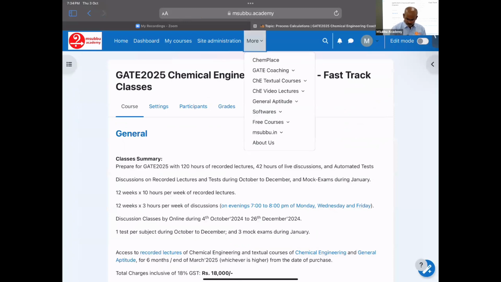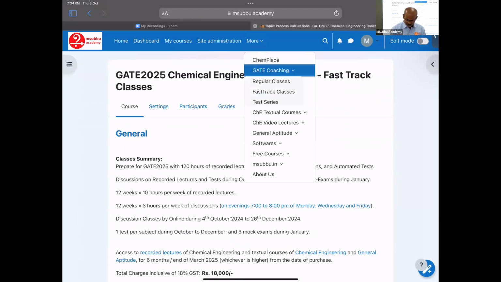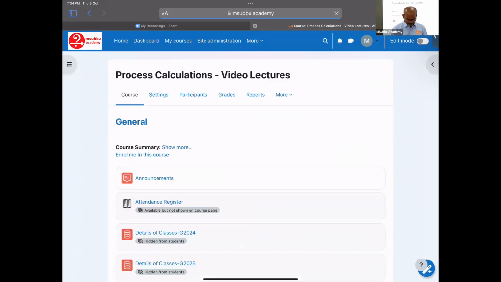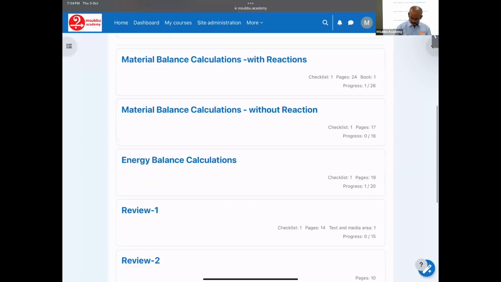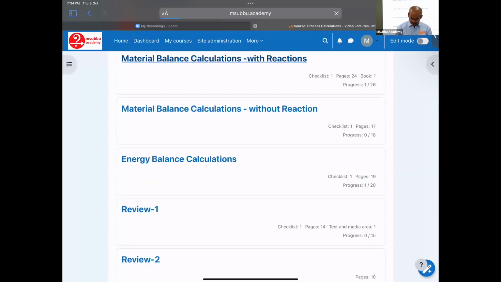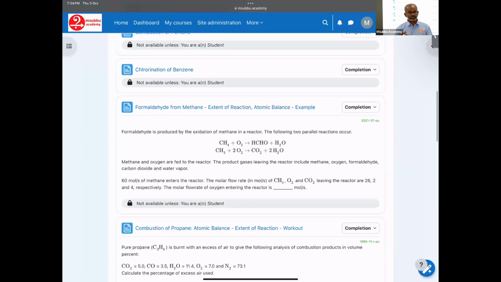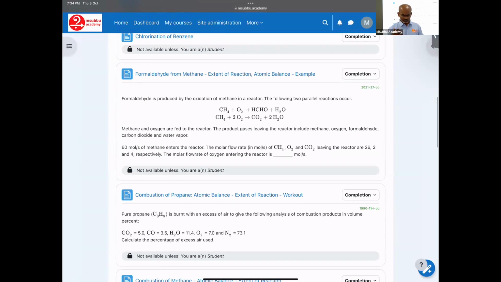Suppose you want to see the other contents, for example. In the video lecture course, I have arranged the contents in a nice order. So, material balance calculation with reactions. Here itself, the contents are available in order. But still, for convenience, since I cannot discuss every problem covered in 12-15 hours of content, I am taking some representative problems that I will highlight, and based on that, you can go through the other subsequent problems. That way, I am listing it.